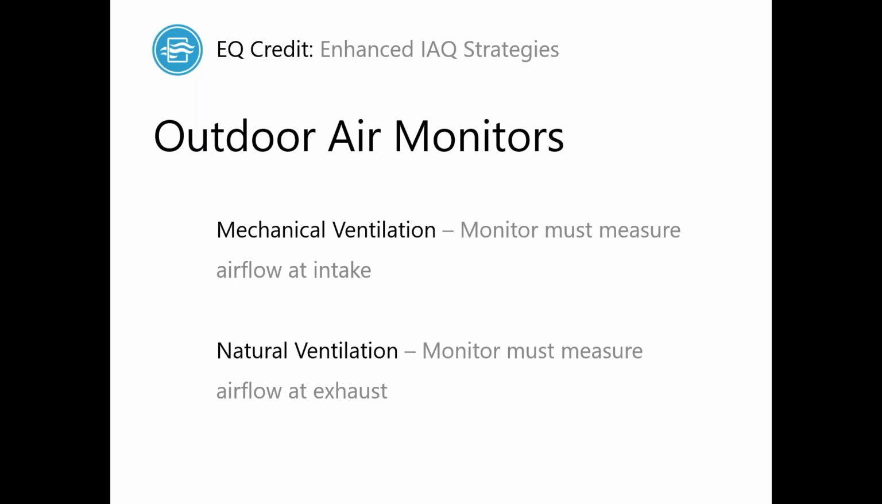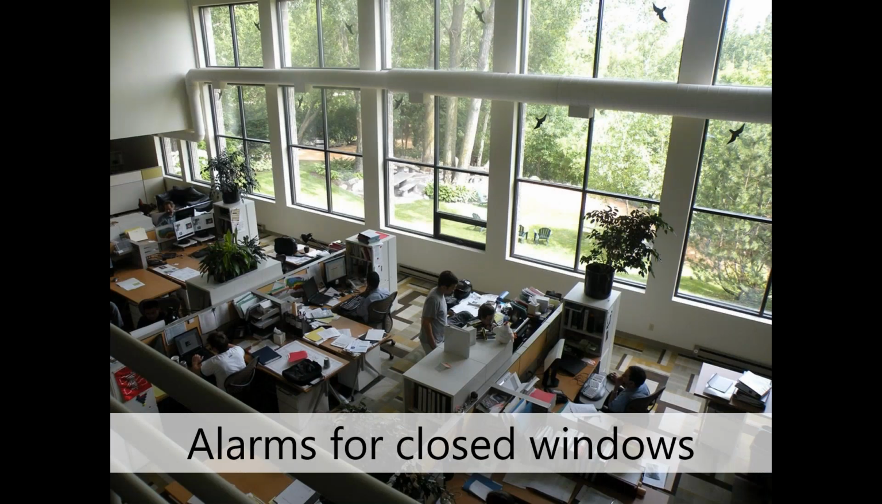And our last option are alarms for closed windows. Now you may be thinking, why would I put an alarm reminding me that my window is closed? And it's to remind you that if a key part of your ventilation system is that a certain number of windows need to be open, then you want that reminder that, oh, we need to open up our windows today to make sure that we get enough fresh air.